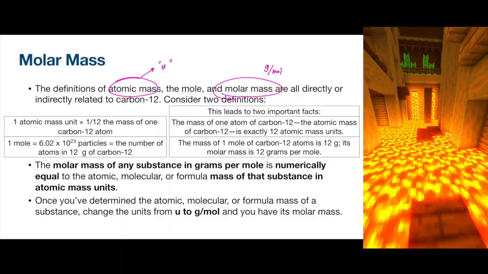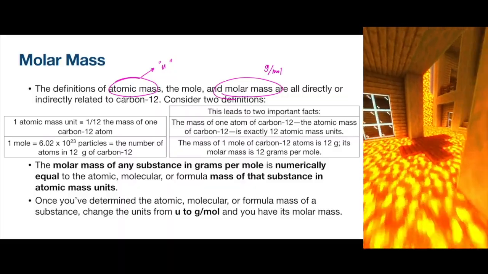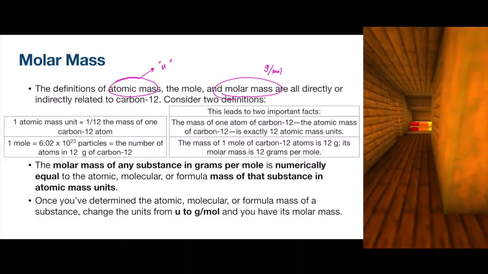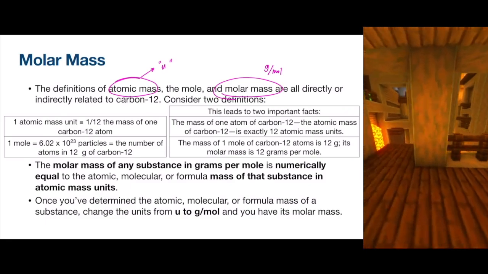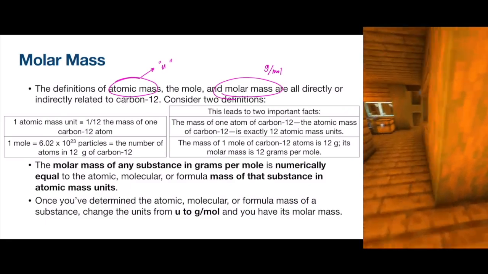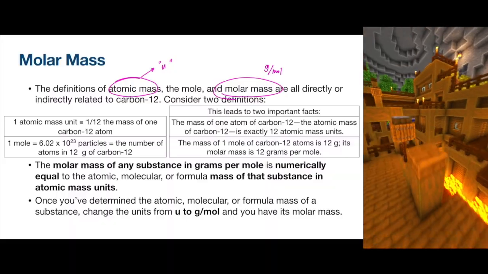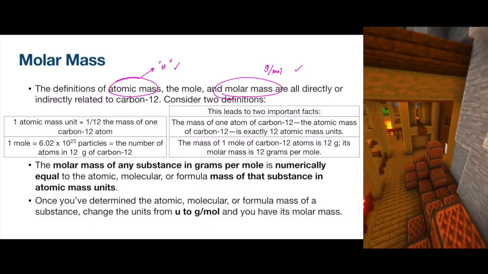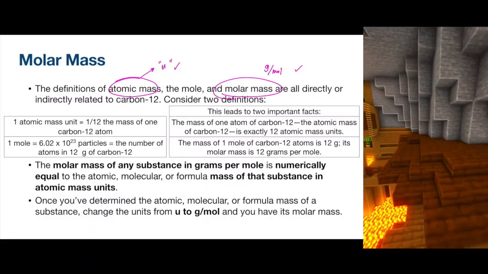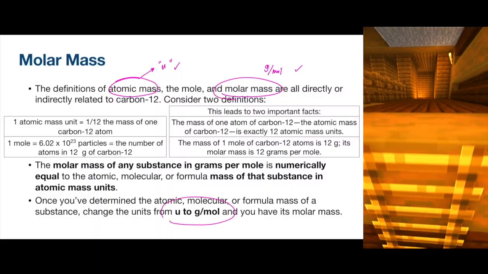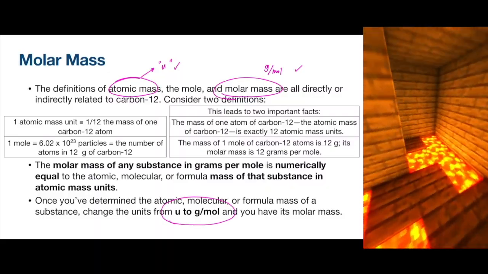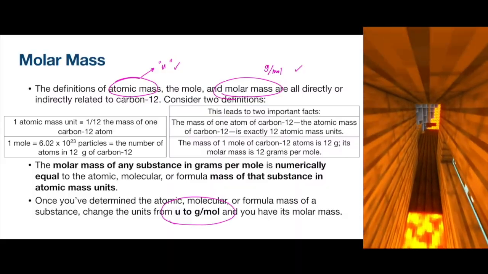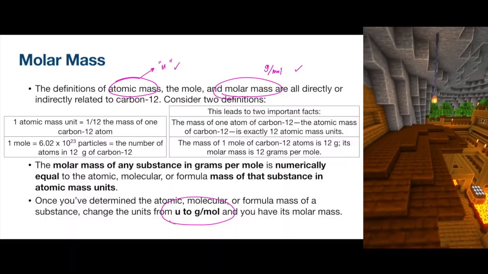For elements, the atomic mass in the periodic table becomes the molar mass. For molecules, the molecular mass becomes the molar mass. And for ionic compounds, the formula mass becomes the molar mass. Again, they are numerically the same. The only difference is just the units. So the rule is simple. Once you calculate the atomic, molecular, or formula mass, just change the unit from u to grams per mole. Then you already have the molar mass. This is what allows us to move easily from particles to measurable masses in the lab.